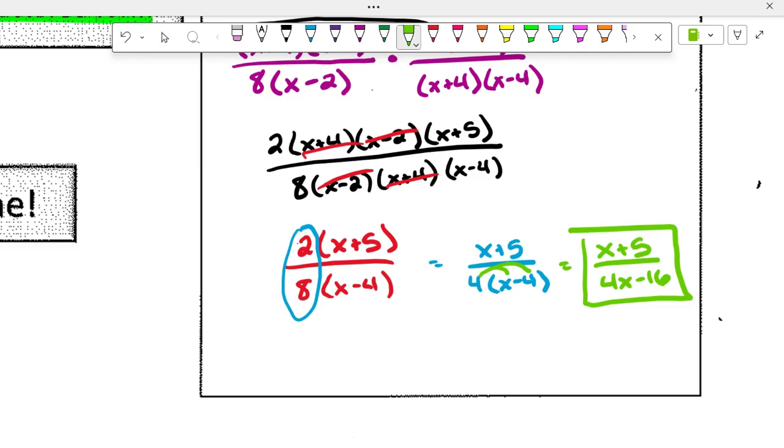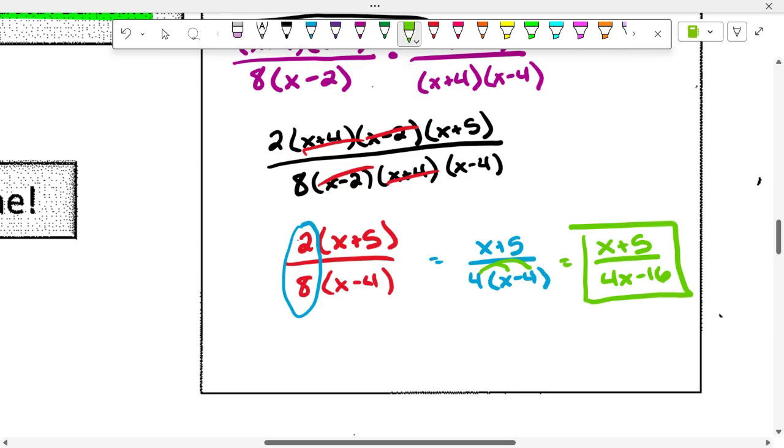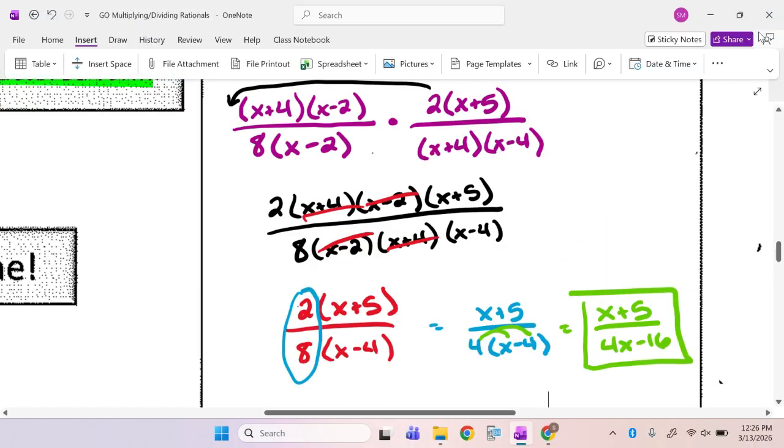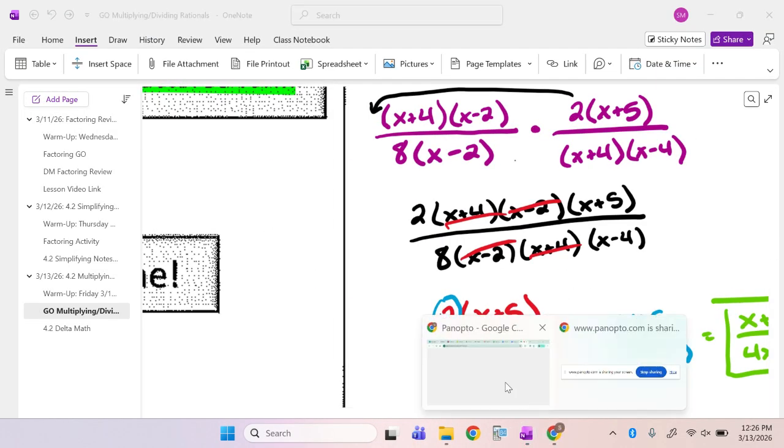All right, so that's it for notes today. So your classwork, you guys got a solid 40 minutes to work on this. Actually, it's more like 50. It's a solid 40. You got a solid 40 minutes. You have a new Delta Math. It's the 4.